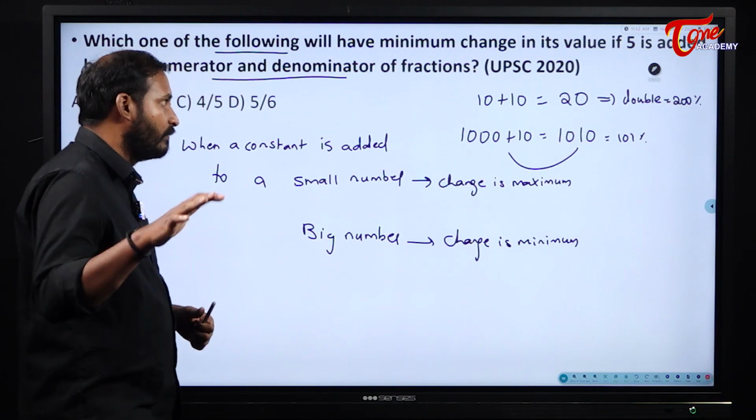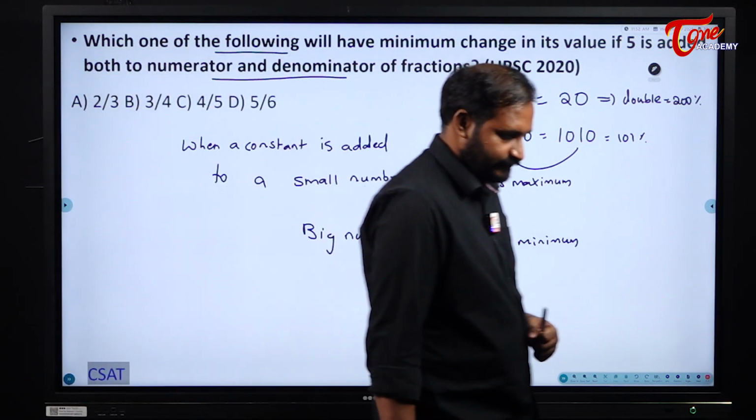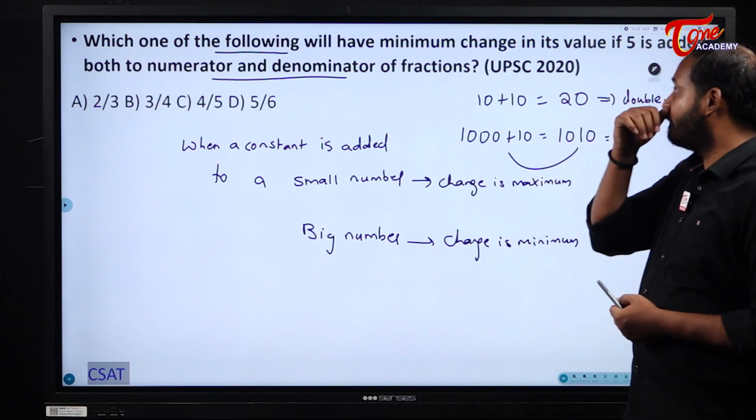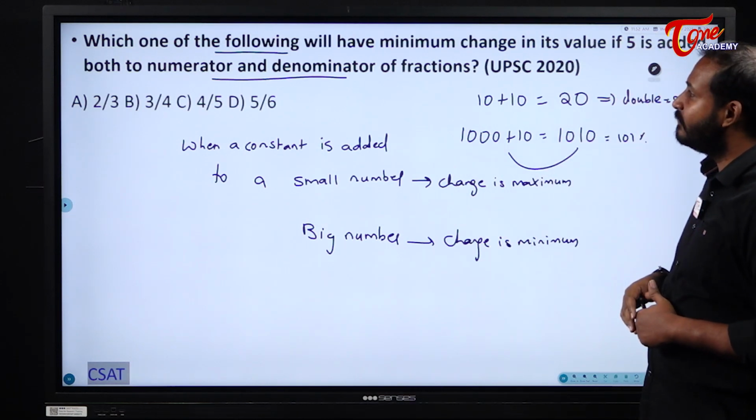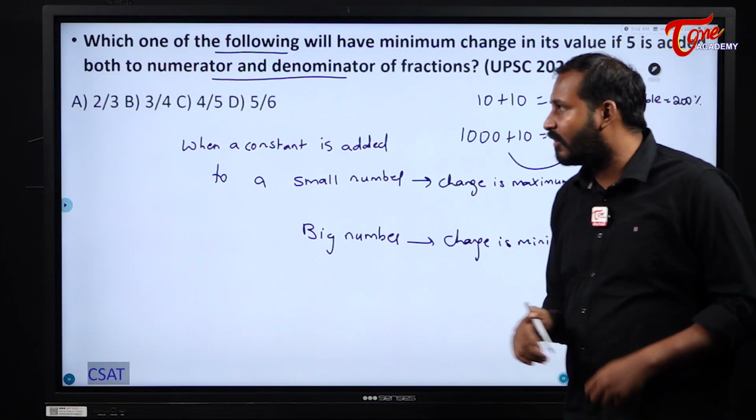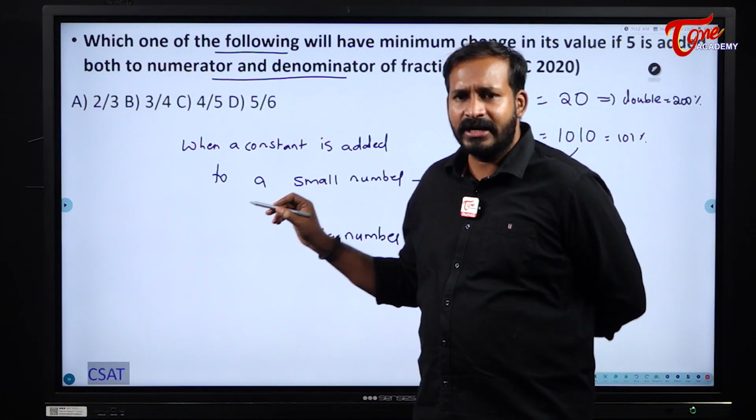Okay, good, superb. Now come to the question. Which one of the following will have the minimum change if 5 is added both to the numerator and denominator? That means 5 is being added both to the numerator and denominator.